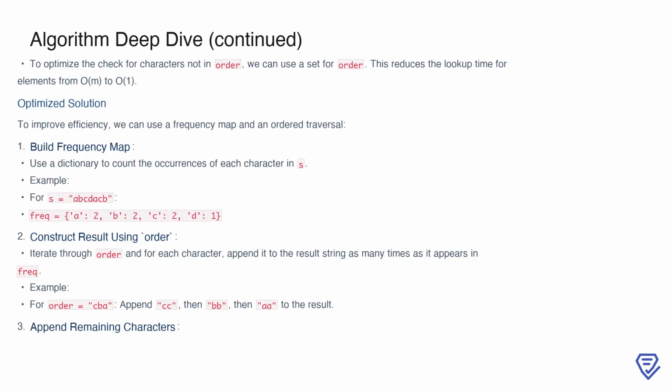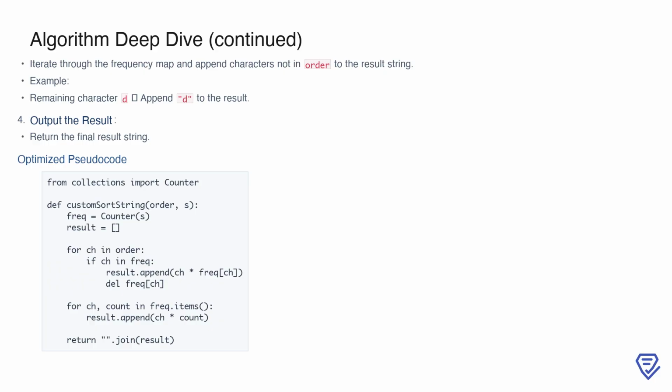Next, we iterate through order and append each character to the result string as many times as it appears in the frequency map. Using the earlier example, if order equals CBA, we append CC, BB, and AA to the result. This ensures that all characters from order are added in the correct sequence, while efficiently handling their counts using the frequency map. After processing all characters in order, we handle any remaining characters in S.